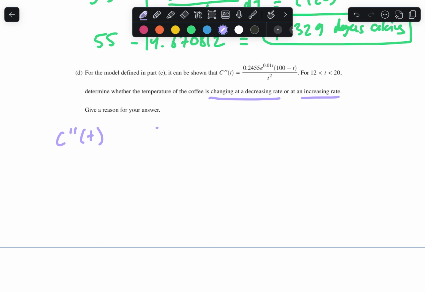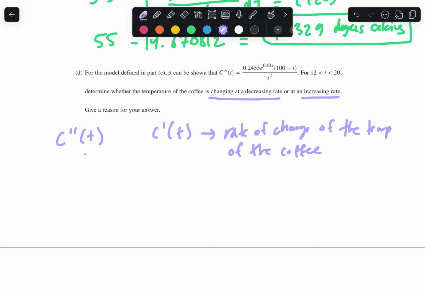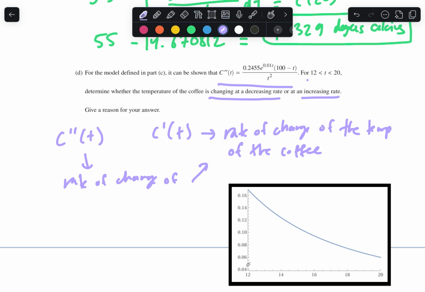And so if C prime of t was giving us the rate of change of the temperature of the coffee, what would C double prime of t give us? It should be giving us the rate of change of the rate of change of the temp of the coffee. So the second derivative will give us information on the rate of the change. So this means that the sign of the second derivative matters to us in this problem. So if we go ahead and graph this, right, this is a graphing calculator problem, you'll see that it's strictly greater than 0 on that interval that we're looking at, which is between t equals 12 and t equals 20.